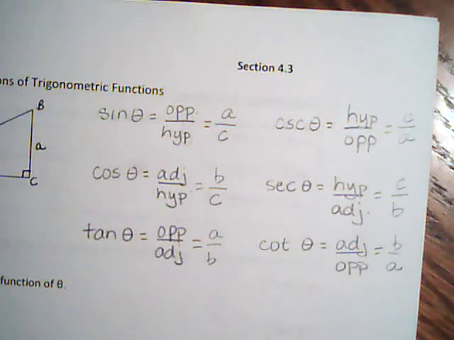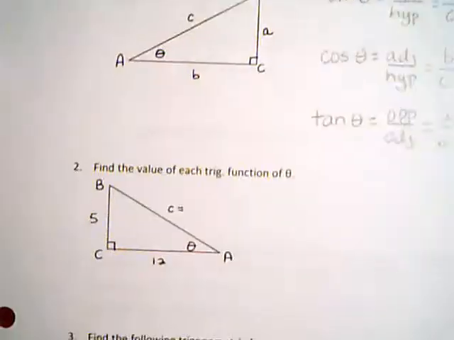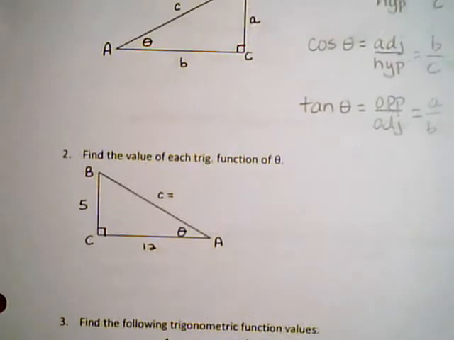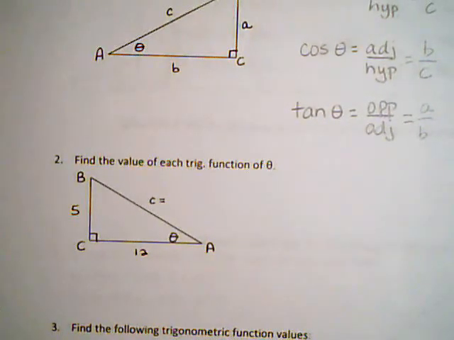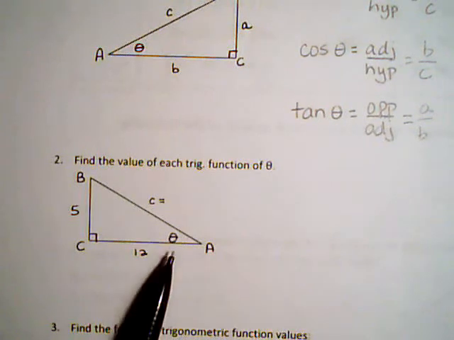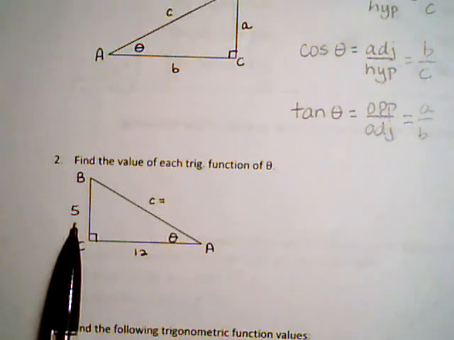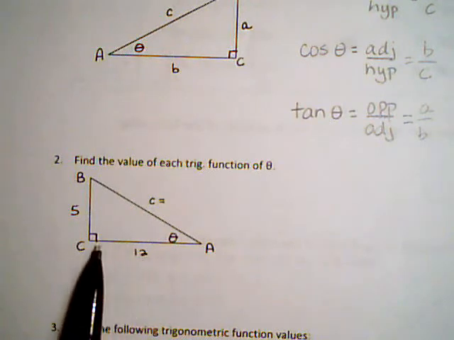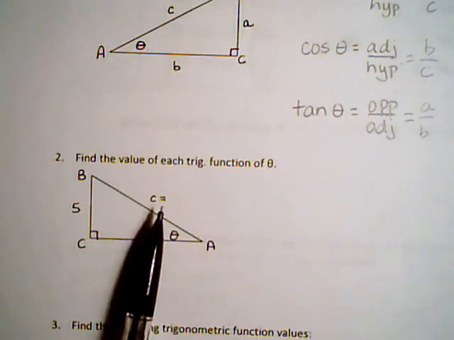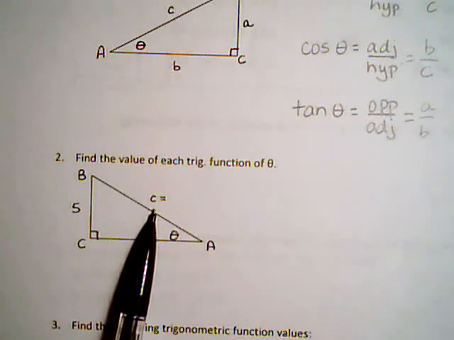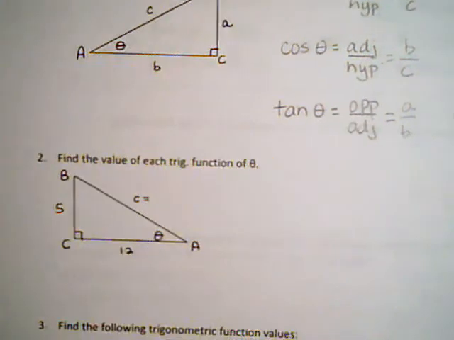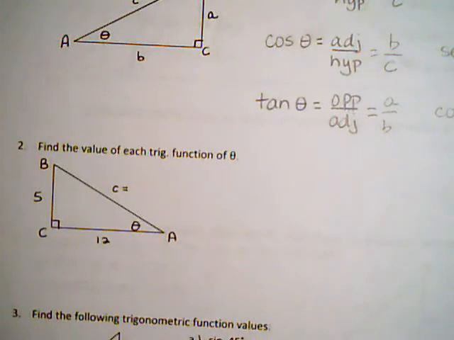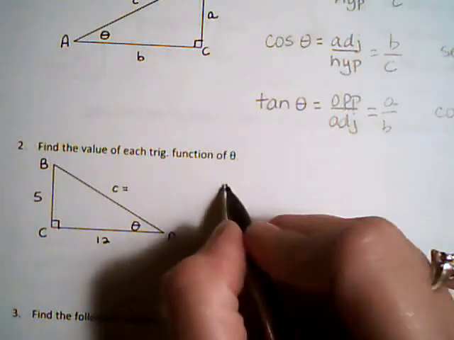One topic that you're going to have to be familiar with is the Pythagorean theorem. If you look at number 2, it says find the value of each trig function of theta. Well, I have the length of the side that's opposite theta, and I have the side that is adjacent to theta, but we don't have the value of C. So we can use the Pythagorean theorem to find the missing side.